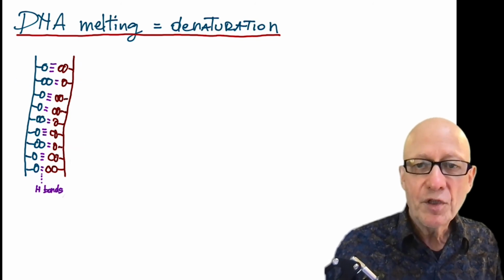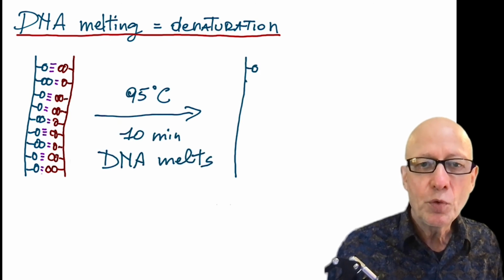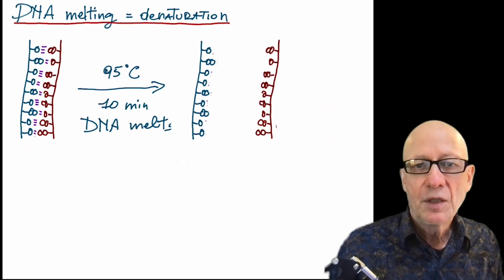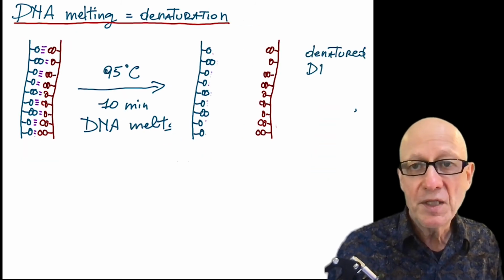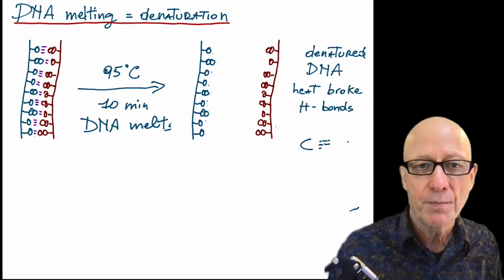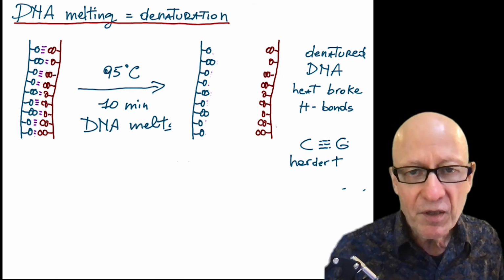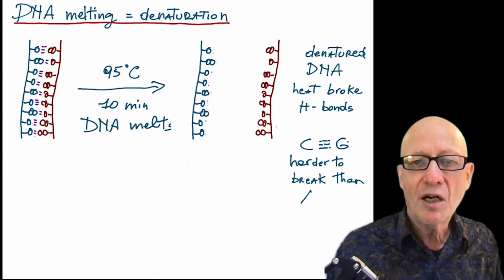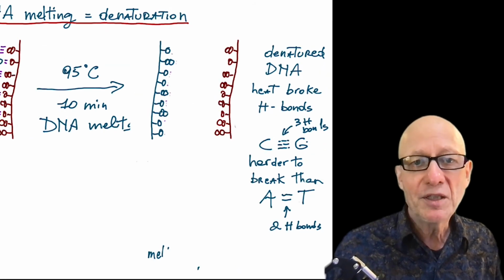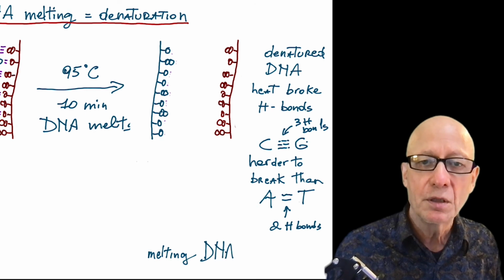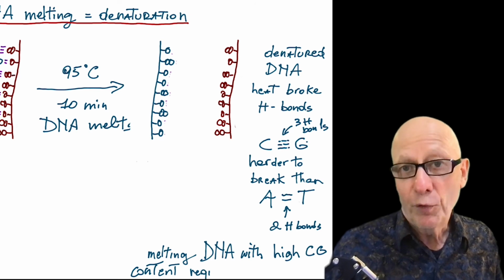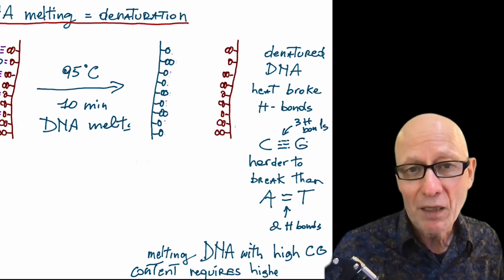We now heat the solution containing this DNA to 95 degrees Celsius, close to the boiling point of water. The double-stranded DNA melts, that is, the 2 strands separate because the heat energy has broken the hydrogen bonds. Because CG pairs have 3 hydrogen bonds, they are harder to break than AT pairs, which have 2 hydrogen bonds. Melting DNA with a high CG content therefore requires higher temperatures. Although at 95, they all typically melt.